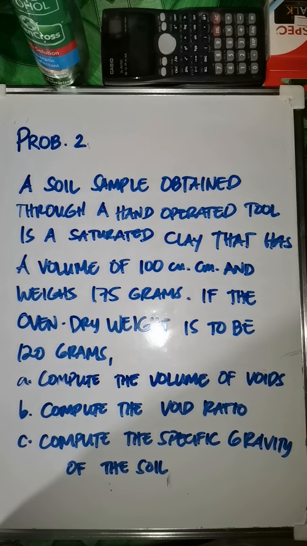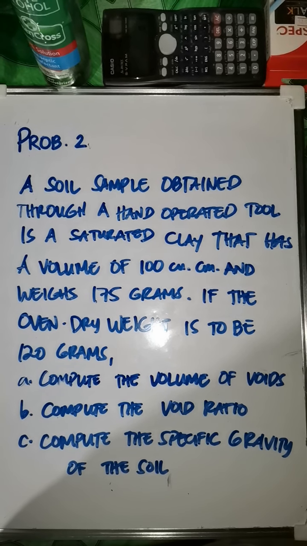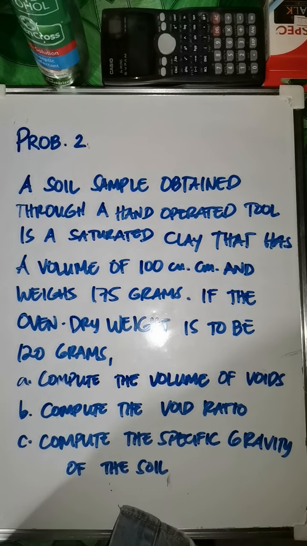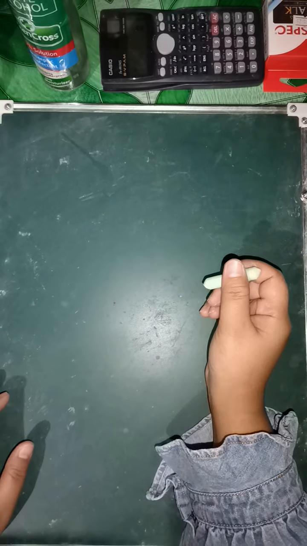Letter B, compute the void ratio. And letter C, compute the specific gravity of the soil. Okay, let's try to solve problem number 2.